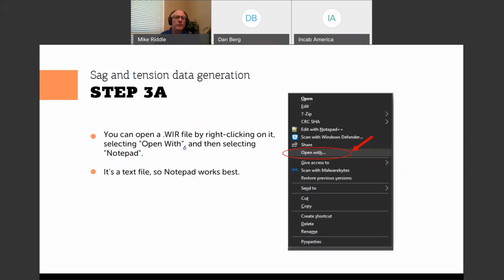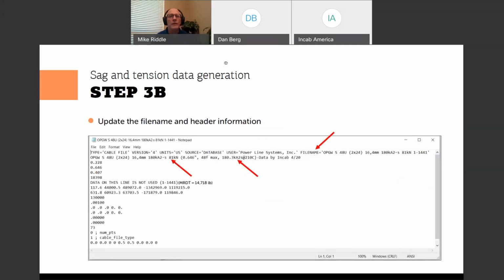Oops, too far. So we're back to one of these wire files, and the first step that you would do would be to update those 2 lines of text information.